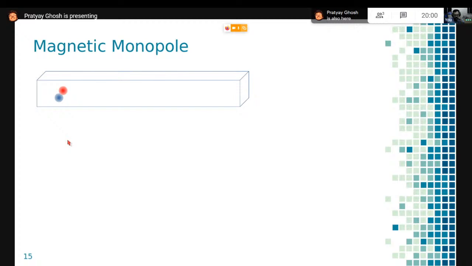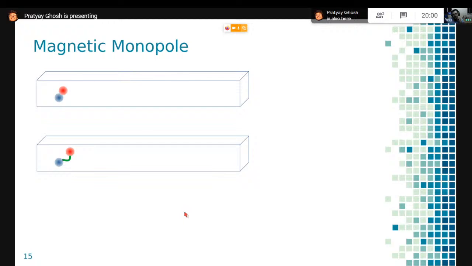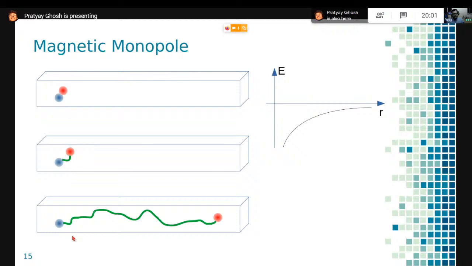If you have created two monopoles, and then they try to move apart, I draw a line to show an arbitrary path it follows. And then you can understand that the energy required to move it farther becomes really, really small. Once you separate them a bit, it doesn't cost a lot of energy to move farther. So when you separate one of the monopoles a bit, maybe you reach somewhere here, and then the red monopole doesn't need to work a lot to move even farther. As it moves farther, it costs less and less energy. So this is how it works.